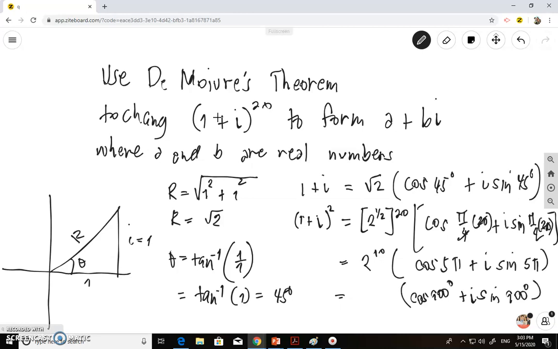2 to the power of 10 is equal to 1024. Cosine 900 is equal to -1, so we have -1024, and we distribute that. Sine 900 is equal to 0, so multiplying that, the result is also 0. Therefore we have this in the form a plus bi, so the final answer is our a.